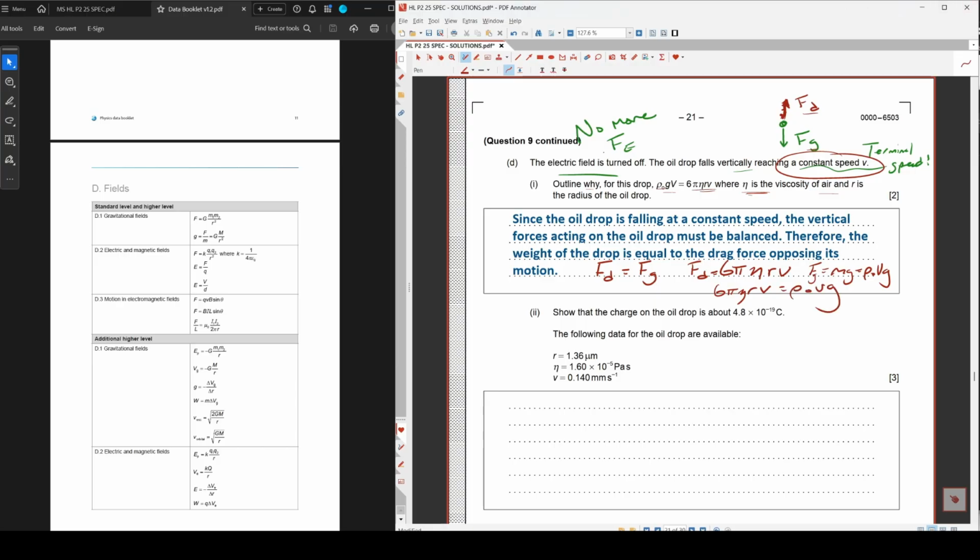Okay, another kind of complicated one where, if you talk about buoyancy at all, they're not going to give you anything, because this is not buoyancy. That's the weight of the oil drop. Weird.